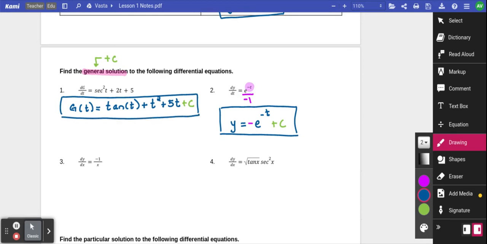This is going to be a lot of review of what we did in Unit 6, where we're just doing antiderivatives. We're just giving it a different name now, and we're sometimes going to actually be able to find that c value. We'll do a few examples like that in a second.